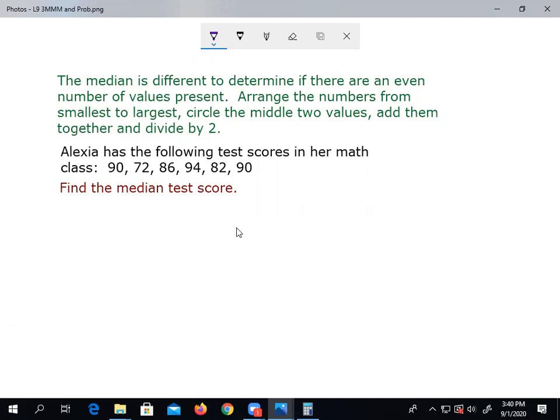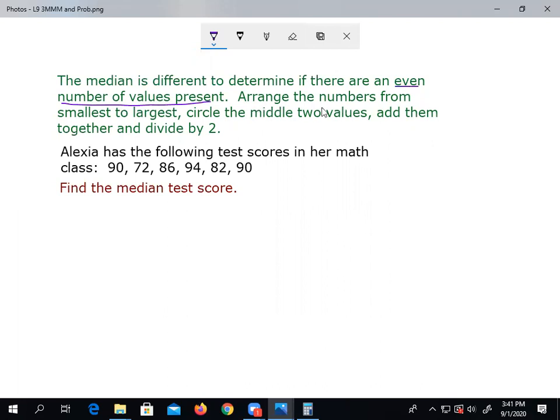So a median can also be determined a different way. As I said, it depends on the number of pieces of data given. So the median is different when there is an even number of values present. So this is not the same method as we just did. It looks very similar, but there's a little bit of a twist to it.